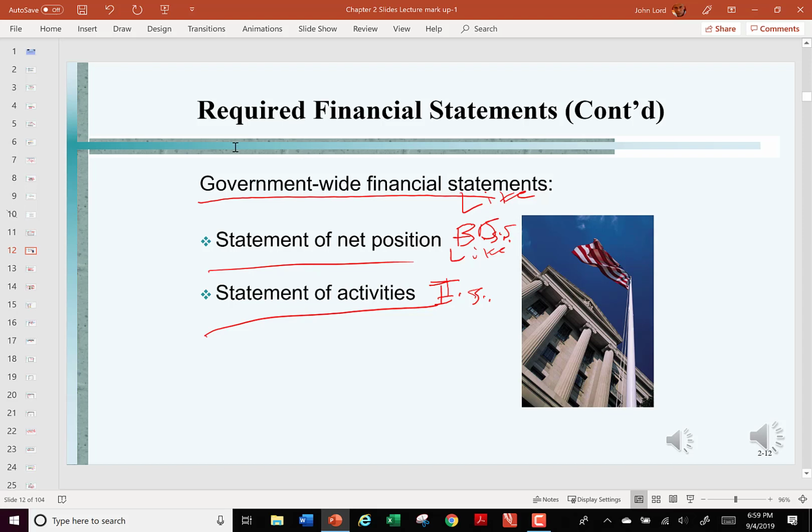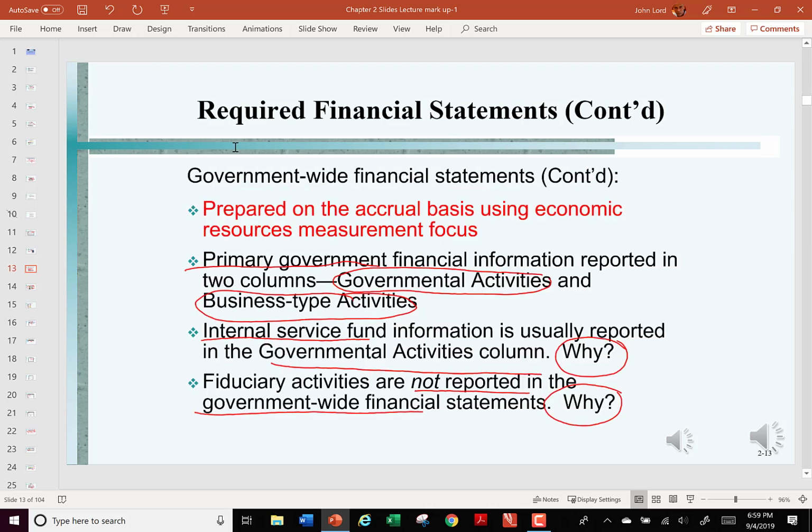Like an income statement, we call it the statement of activities. Okay, all right, so we take a look, and we know this already. We use the accrual basis, economic resources measurement focus, and we already know that we have two columns: our governmental activities and our business type activities. Now, we put our internal service fund in with the governmental activities.